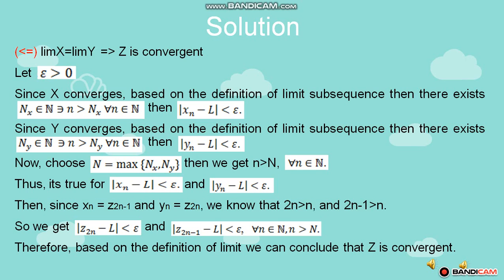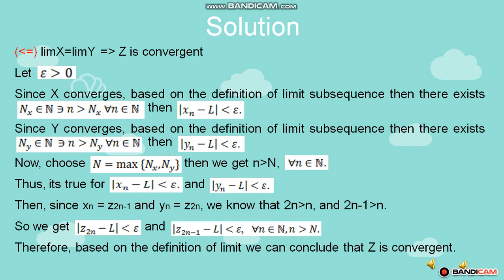Since Y converges, then based on the definition of limit, there exists big Ny, an element of natural numbers, such that for n greater than big Ny, for every n element of natural numbers, the absolute value of yn minus L is less than epsilon. Now, choose big N equals the maximum of the set big Nx and big Ny. Then we get n greater than big N for every n element of natural numbers. Thus, it is true that the absolute value of xn minus L is less than epsilon and the absolute value of yn minus L is less than epsilon also.